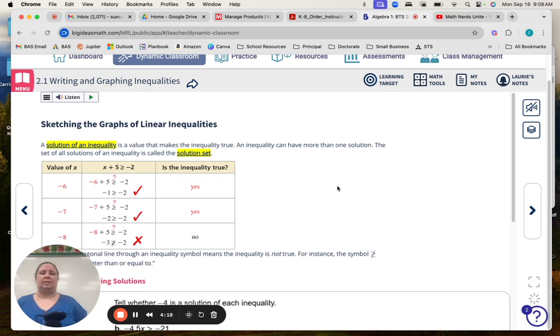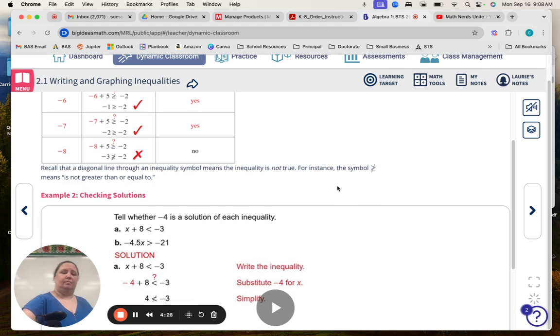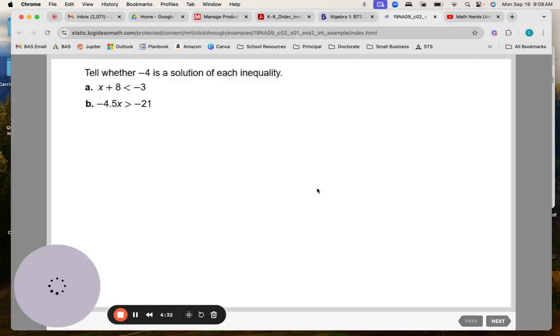So this is where we're sketching the graphs of linear inequalities. When you hear the graph on these, these are number line graphs. They're not the big coordinate plane graphs. So go in your journals, example 2. Write this in your journals. We're going to decide whether negative 4 is a solution of each of these inequalities. And you're going to do that by graphing.